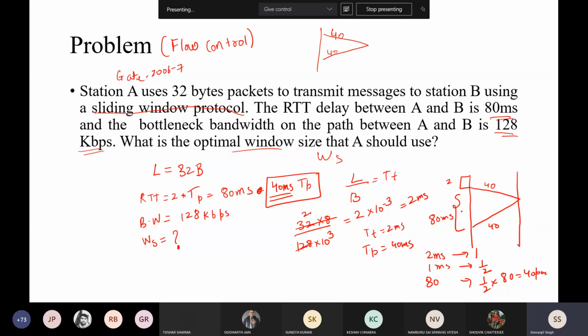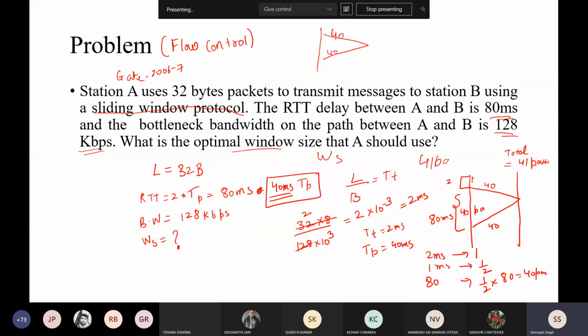So 40 packets here and one packet here, so in total I can put 41 packets onto the link. Because there is no particular sliding window protocol mentioned here, you can directly say that the window size should be 41 packets. This is the answer for it.